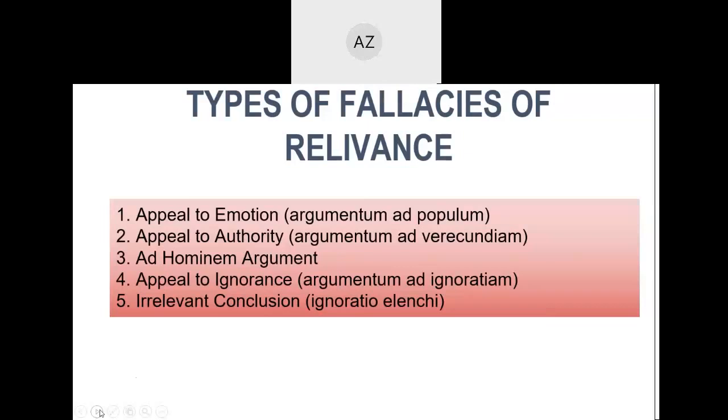The last point is irrelevant conclusion, or in other words, ignoratio elenchi. The fallacy of the irrelevant conclusion tries to establish the truth of a proposition by offering an argument that actually provides support for an entirely different conclusion. For example, our children should have ample attention from their parents. Parents who work full-time cannot give ample attention to their children. Therefore, mothers should not work full-time.